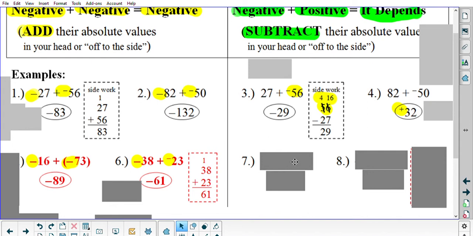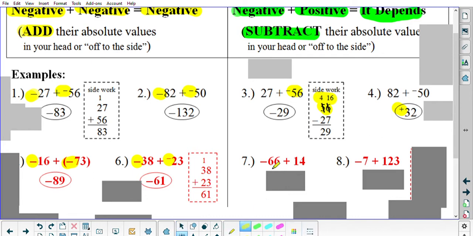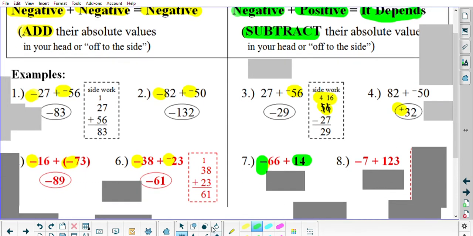All right, let's look at number 7 and 8. Let's do these together. Pencils in your hand. We had two numbers with different signs here, don't we? We have a negative 66, but the 14 is not negative, it's positive. So two numbers with different signs. We're going to find the difference. We're going to subtract in our head or maybe off to the side if we have to. That's going to give me 52.